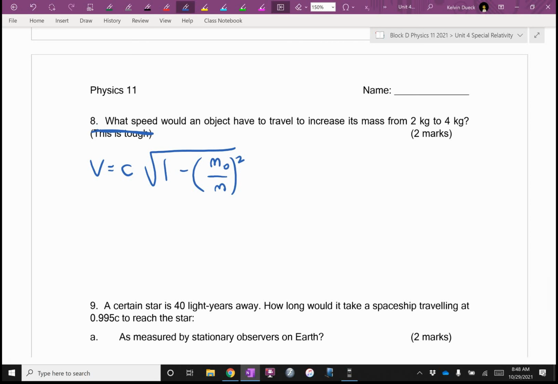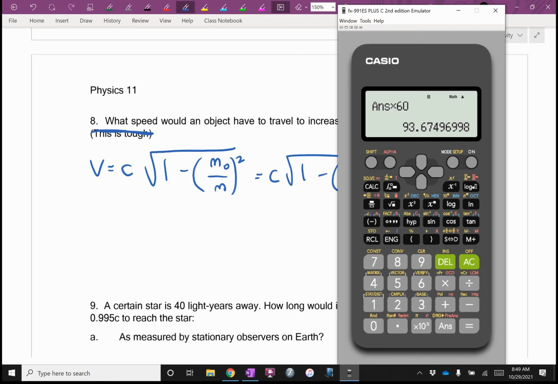So first I'll do it as a percentage. That means I'm just going to leave the C as a C, and it's going to be 1 minus M0 is the smaller one, M is the bigger one, all squared. So it's going to end up being the square root of bracket 1 minus, open up another bracket, 2 divided by 4, close that bracket, squared, close off the square root, and I get 0.866 or 86.6%.